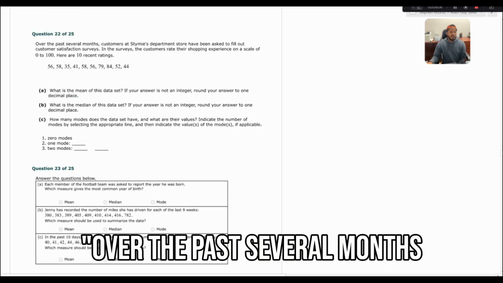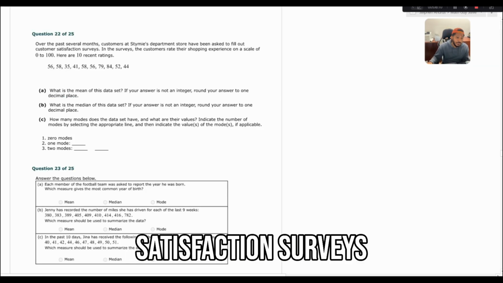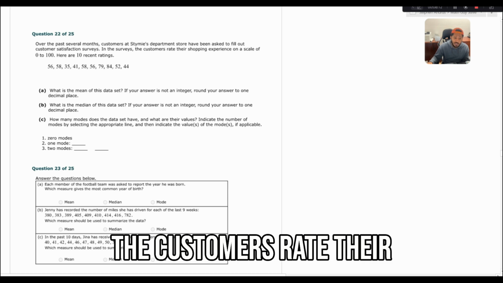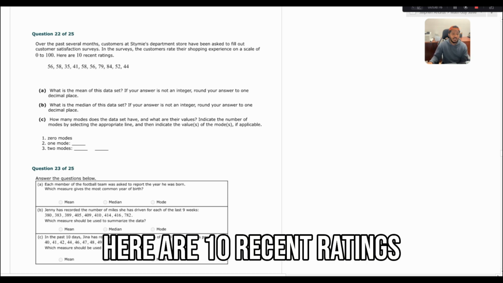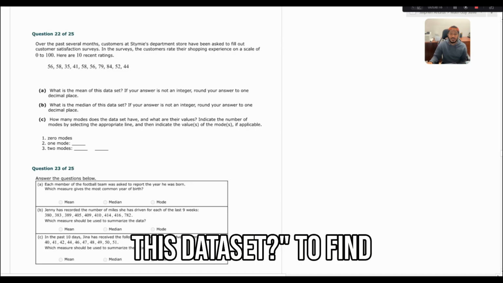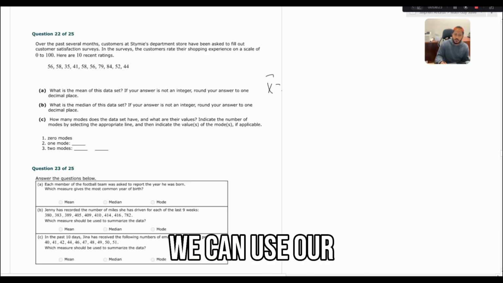All right, this one says, over the past several months, customers at Stymie's department store have been asked to fill out customer satisfaction surveys. In the surveys, the customers rate their shopping experience on a scale from 0 to 100. Here are 10 recent ratings. What's the mean of this data set? To find the mean, that's the average. So that's x̄ that we're looking for. And again, we can use our calculator to do so.